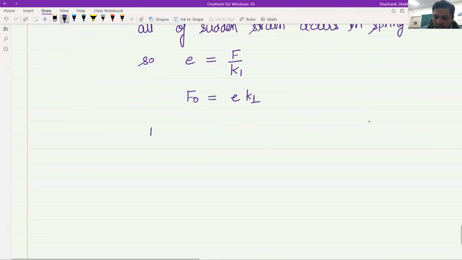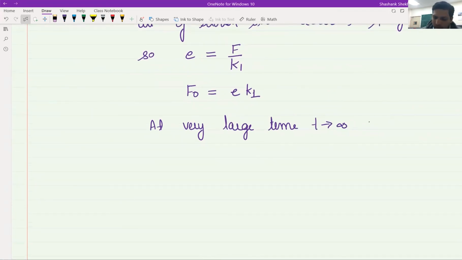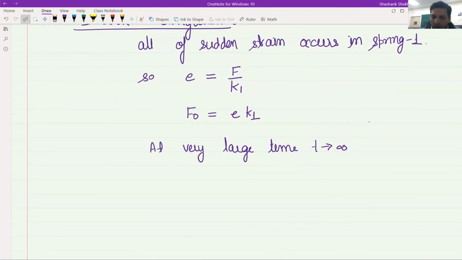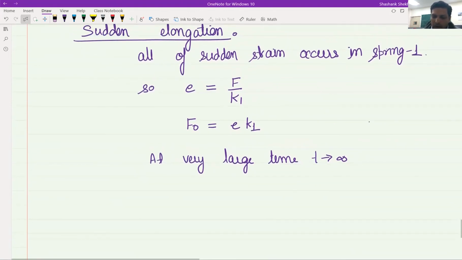Now at a very, very large time, t tending to infinity, what we will have is an equilibrium condition where the strain will also be accommodated by spring 2 and the load will also be accommodated by spring 2, which will equal the total force that we will be applying at that particular point of time.